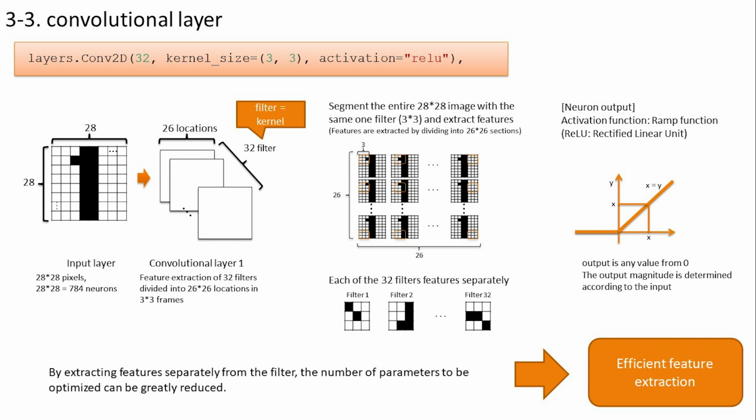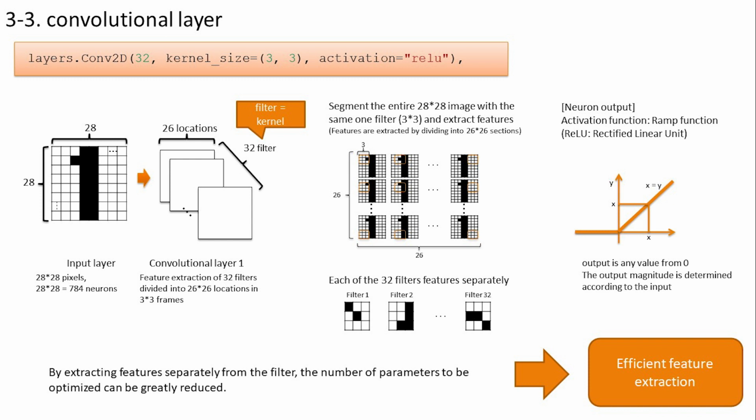In the convolutional layer, feature extraction is performed with a size called a filter or kernel. Kernel and filter are synonymous. Using a 3x3 filter, the entire image is checked by shifting the 28 size by 1 pixel, so it can be divided into 26 sections. Since we shift the entire image with the same single filter, we are doing feature extraction on each of the 26 by 26 segments. Since 32 filters are prepared, 32 types of feature extraction are performed. So all 32 filters have 26 times 26 outputs.